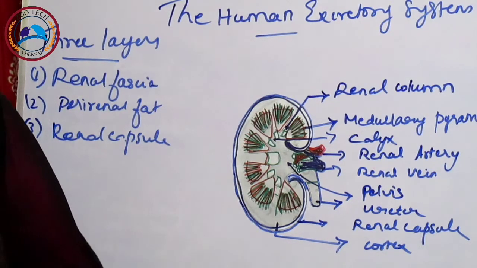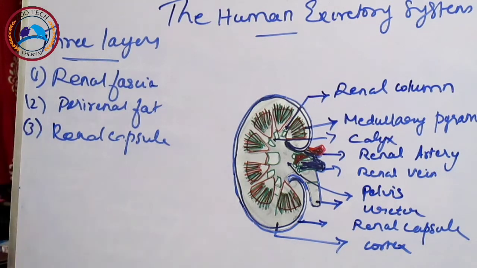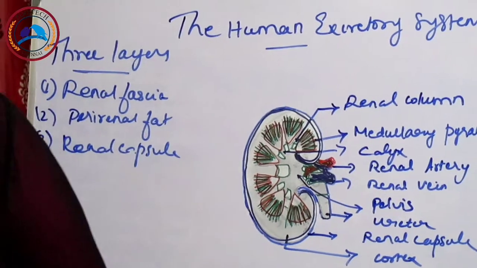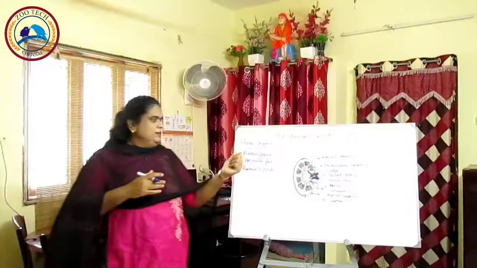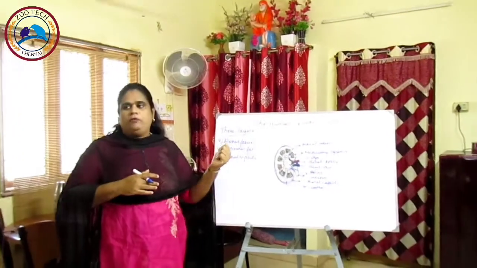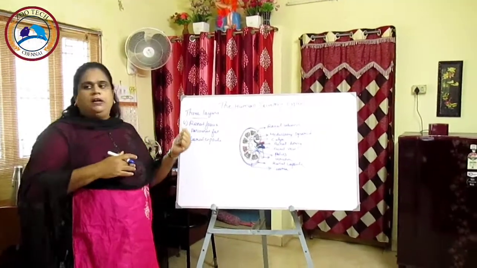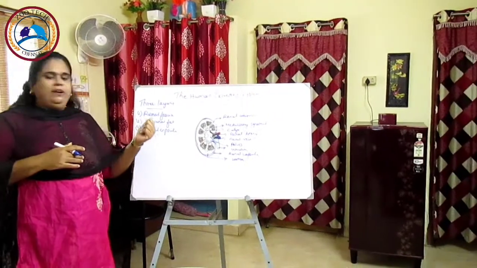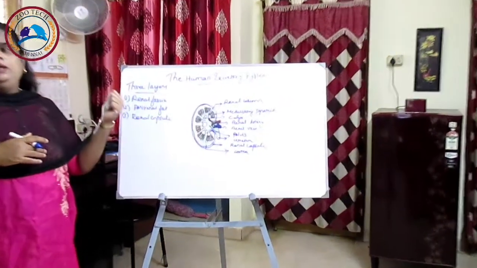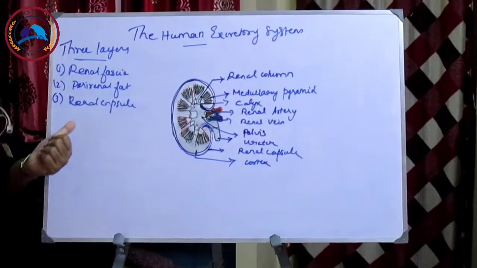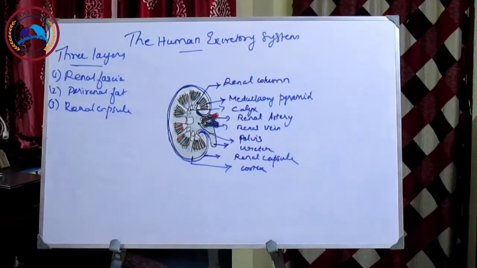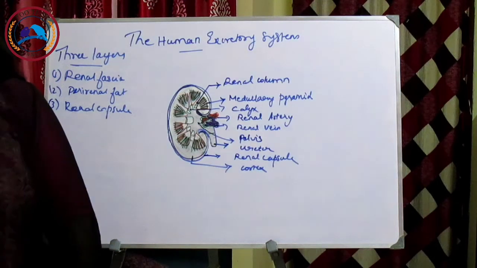These coverings will protect the kidneys from external shocks and injuries. So externally, the kidneys are surrounded by three layers: the renal fascia, the outermost tough connective tissue layer; the perirenal fat capsule; and the renal capsule, which is the innermost layer. These coverings protect the kidneys from external shocks and injuries.